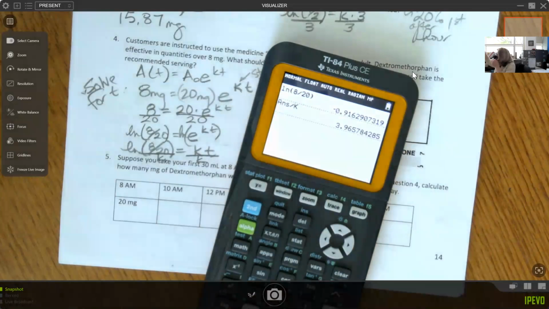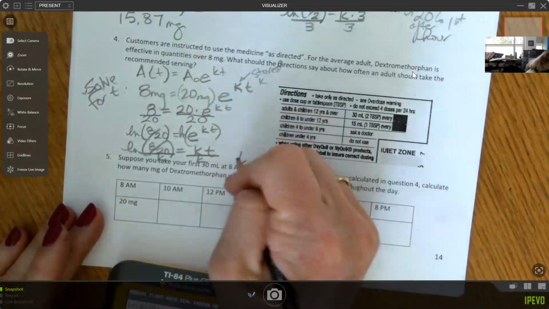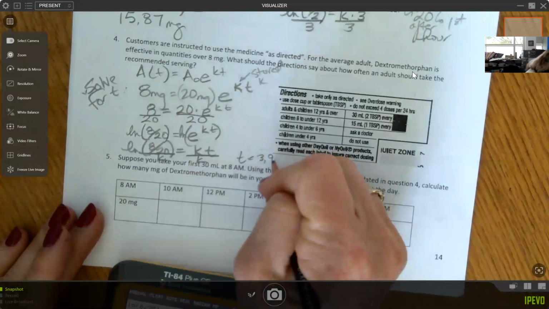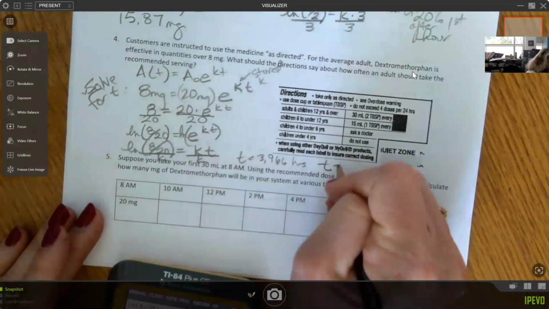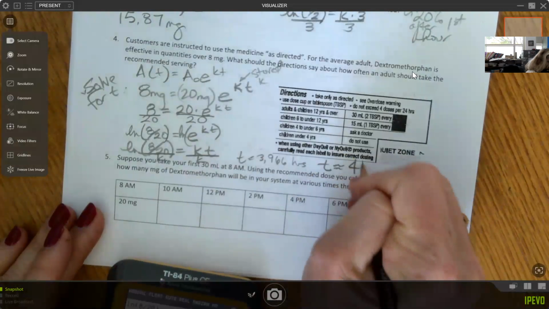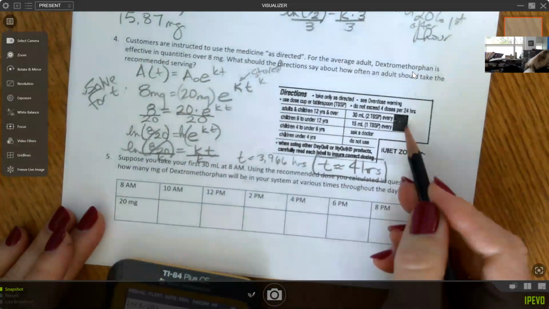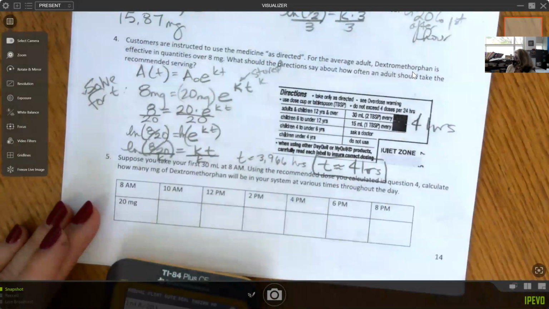Did you guys get 3.9? Okay, awesome. That means about 4 hours. And this is an answer that makes sense, right? Because if you go up here, I got that my t equaled 3.966 hours. So let's say t is approximately 4 hours. So here, every 4 hours, right? We're all good that that's probably what the package says.